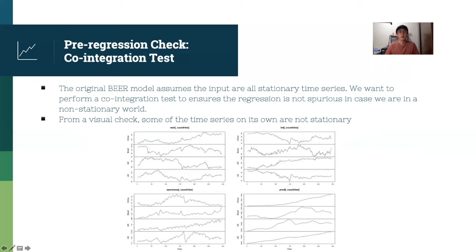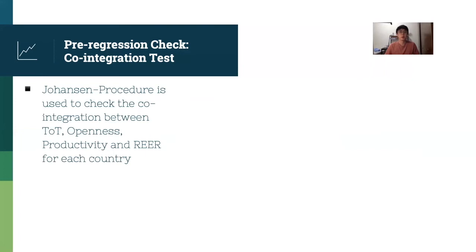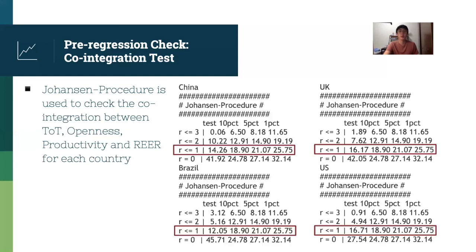To still carry on using our panel regression, we did a co-integration test to ensure that the correlation is not spurious given the non-stationarity. We run a Johansen procedure to check the co-integration between terms of trade, openness, productivity, and REER for each country. With a 5% significance level, we conclude that there's one co-integration vector for each of the countries.